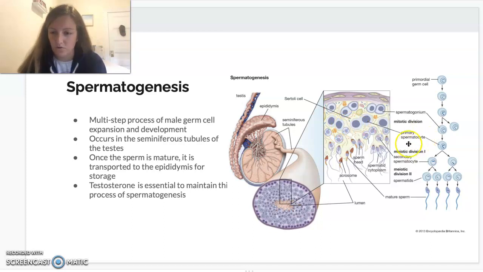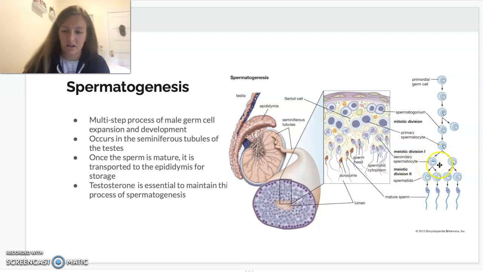And then over on the right-hand side, you can see the breakdown of how sperm is produced. You start with the primordial germ cell. Through a few steps, mitosis occurs in its mitotic division. You're left with a primary spermatocyte. The first step of meiotic division occurs next, and then the second step of meiotic division occurs, producing the spermatids, which will eventually mature into sperm.